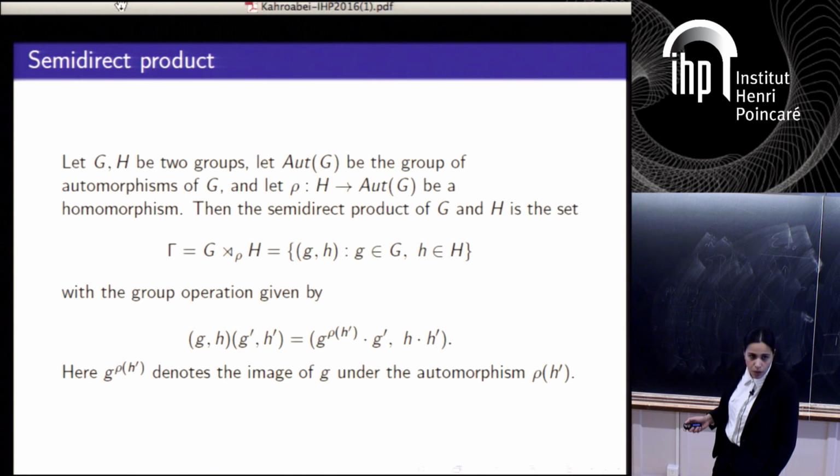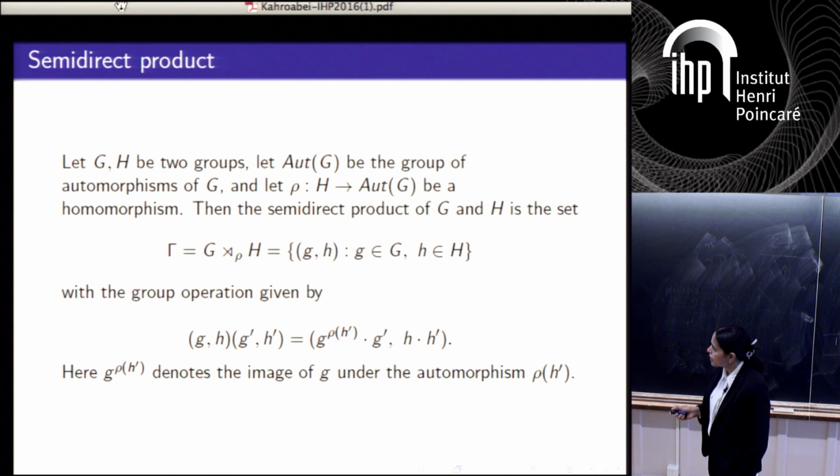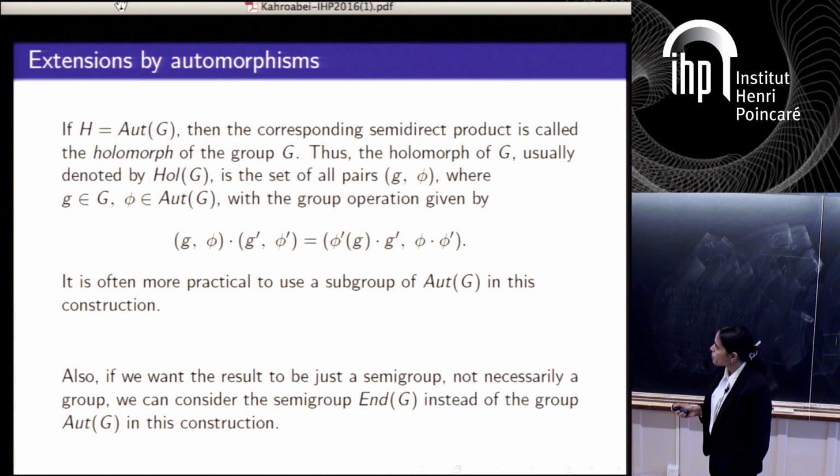Here, note that G is normal in the whole group Gamma. The first component is going to be g^(phi(h')) g', where g^(phi(h')) denotes the image of g under the automorphism phi(h'). If you take the second group to be the group of automorphisms of G, then the corresponding semi-direct product is called the holomorph of the group G. Thus, the holomorph of G, usually denoted Hol(G), is the set of all pairs (g, phi), such that the multiplication is defined as follows. When you multiply (g, phi) by (g', phi'), you get g^(phi') g' in the first component, and for the two automorphisms, you just multiply phi phi'.